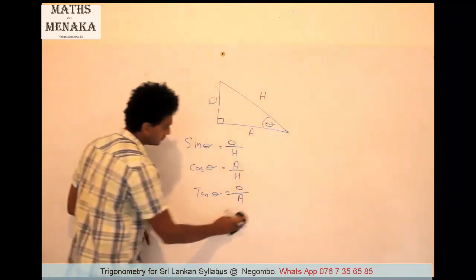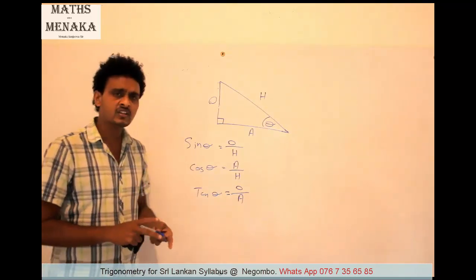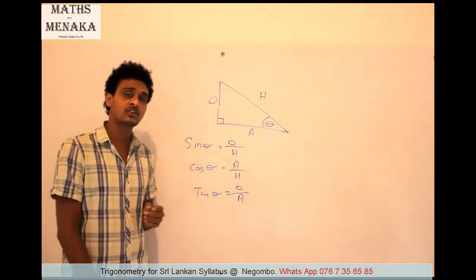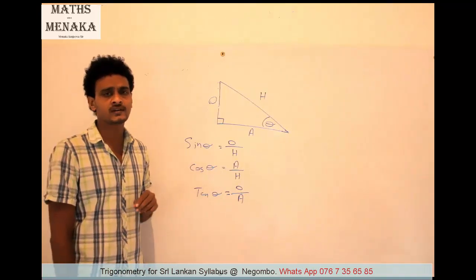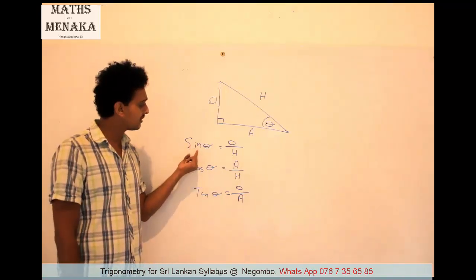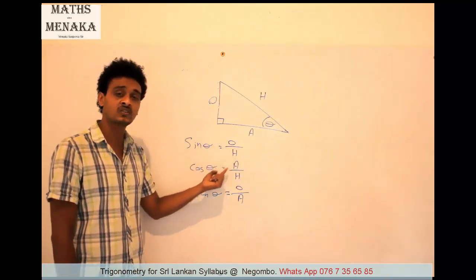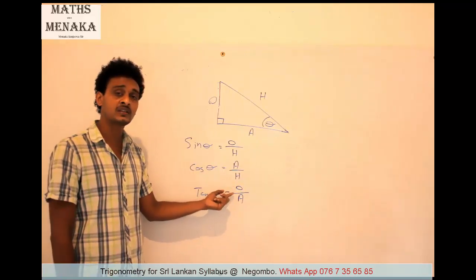Now you should know when to use these trigonometric ratios. Sine, cos, tan are called trigonometric ratios. We can use sine if we know the opposite and hypotenuse. We can use cos when we know the adjacent and hypotenuse. We can use tan when we know the opposite and adjacent.